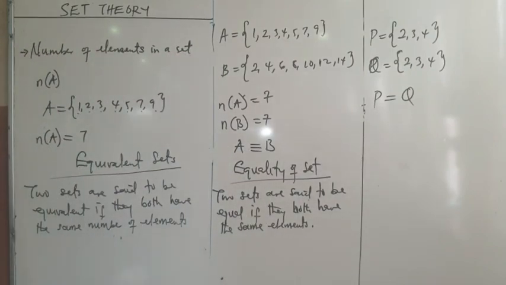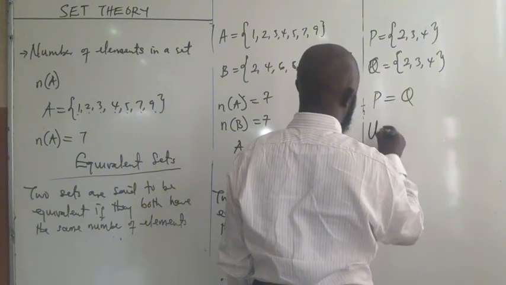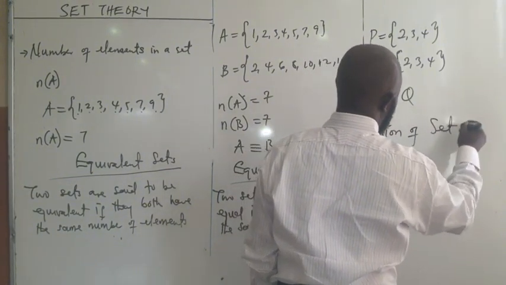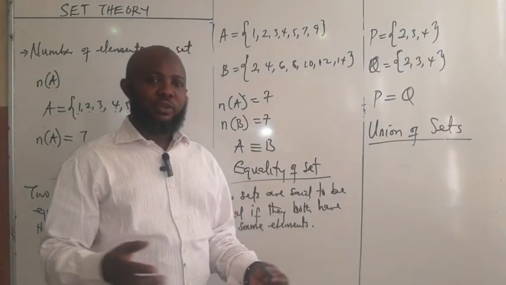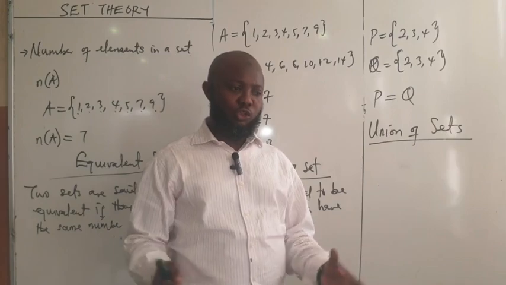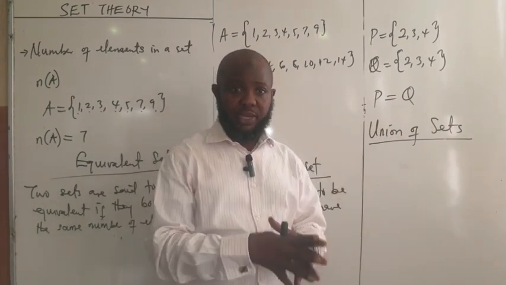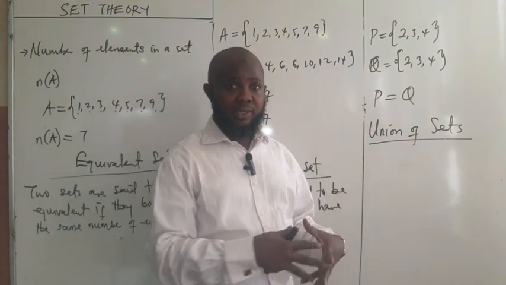So if we move to the next one, we're going to be looking at union of sets. When we talk about union, it's like when people want to get married, you want to unite them. You want to bring husband and wife together. So it is the same thing in that sense. We can unionize sets as well here.